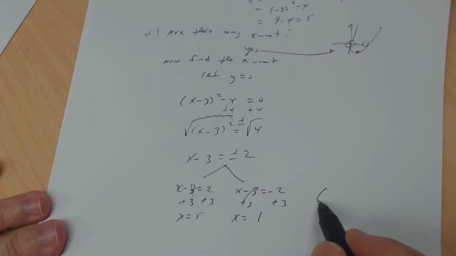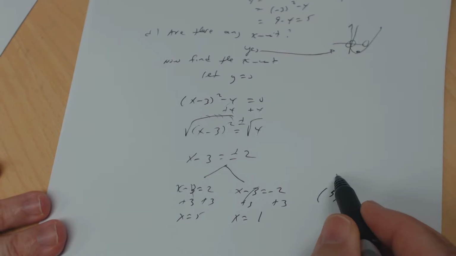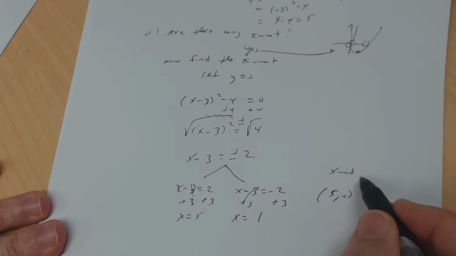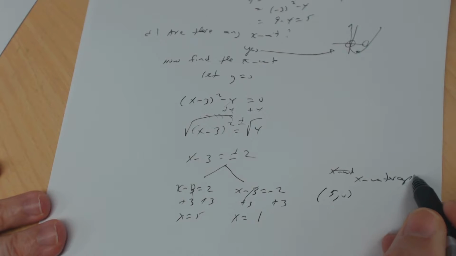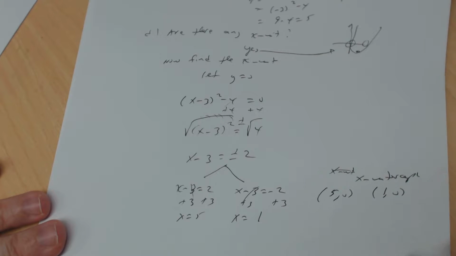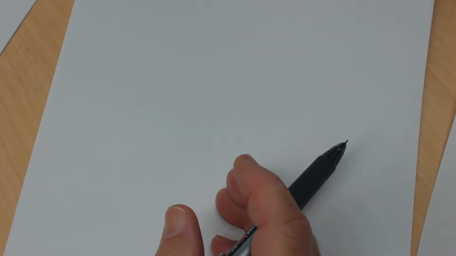So my x-intercepts are 5, 0. These are x-intercepts. There are 2 of them. The x-intercepts are 5, 0 and 1, 0. All right, then they're going to want you to sketch that graph, and then the other thing they're going to want you to do is determine the axis of symmetry.